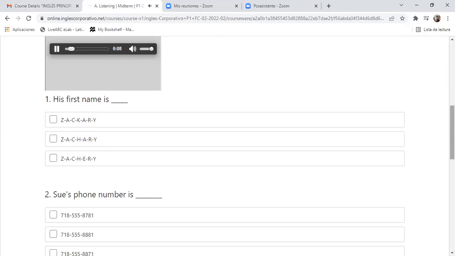Units 1 to 2 quiz. Part A. Listen to the conversations. Check the correct answers.